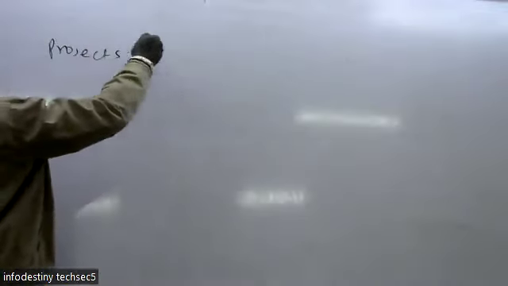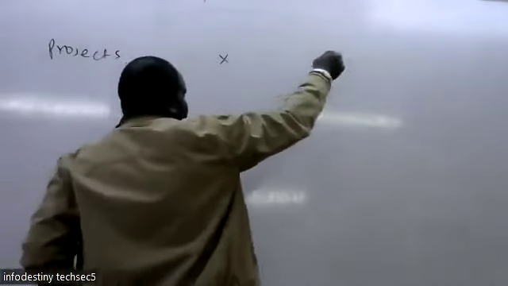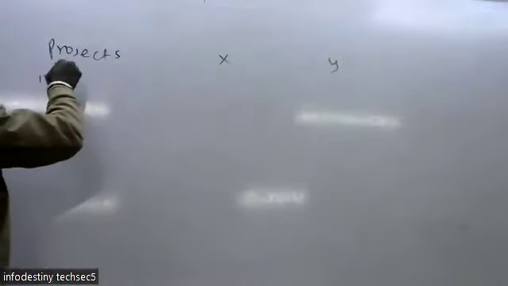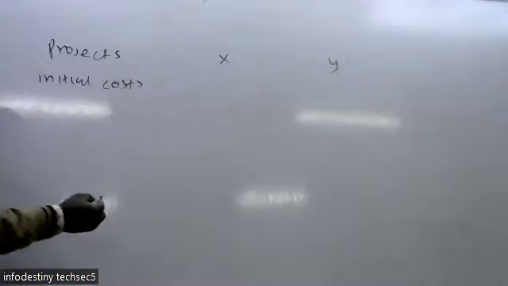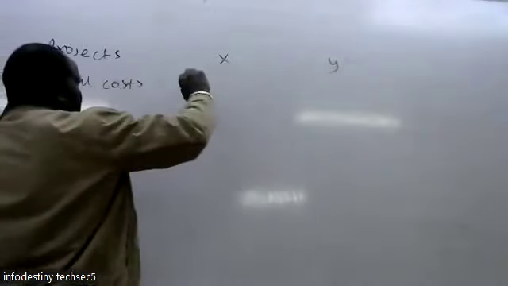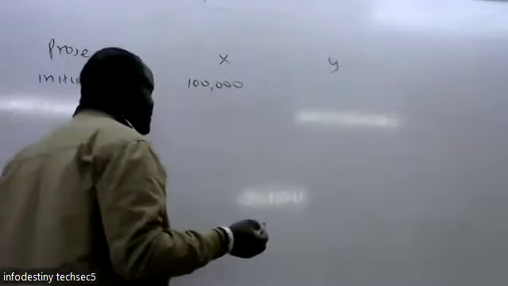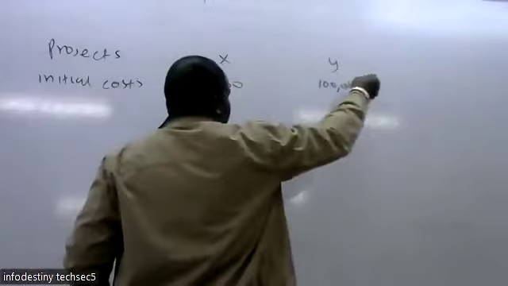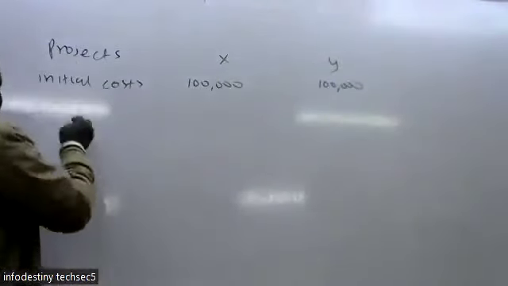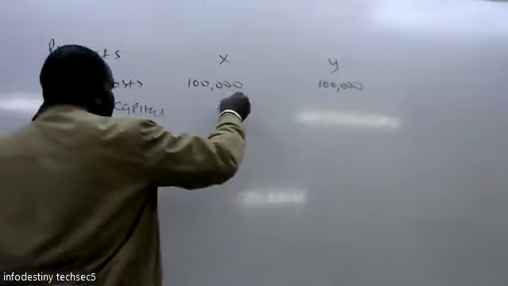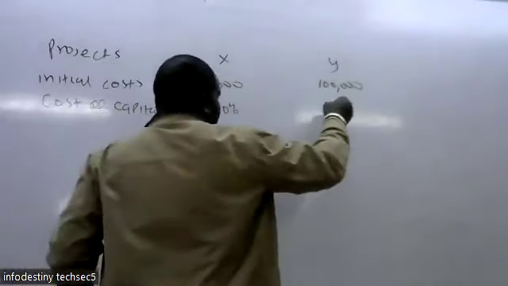So we can be having projects, that is project X and also project Y. Then the initial costs. For X, it is meant to be 100,000. Also for Y, it is 100,000. And the cost of capital. So this one is 10%, and the other one should also be 10%.